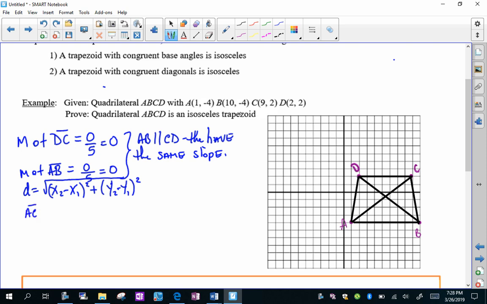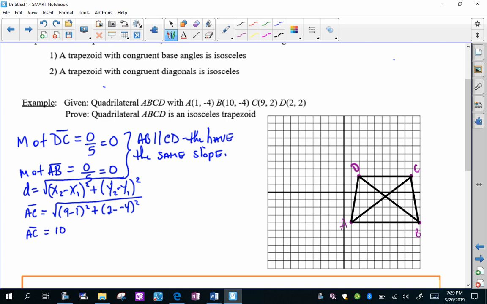And I have my points here, so I'm just going to plug them in. And you can do the same. And also, please use your calculator. So I have 9 minus 1, squared, plus 2 minus negative 4, squared. All right, I plug that all in my calculator, and it gives me that AC is 10.